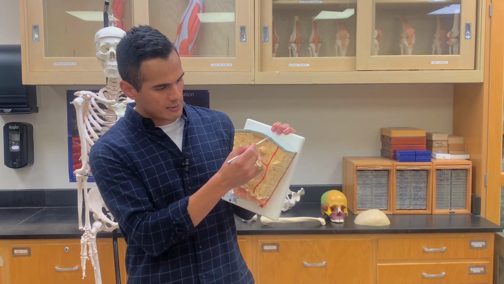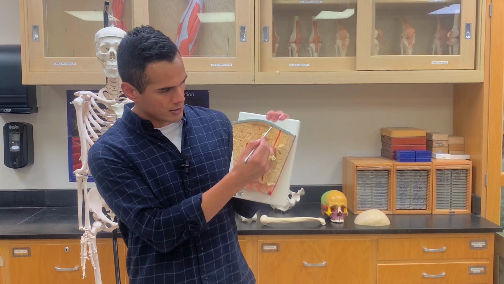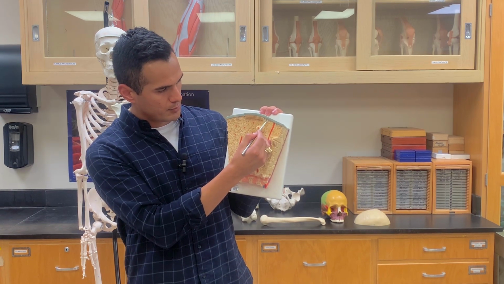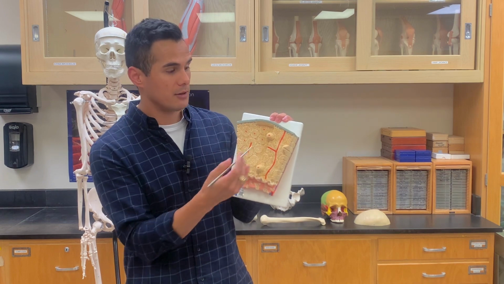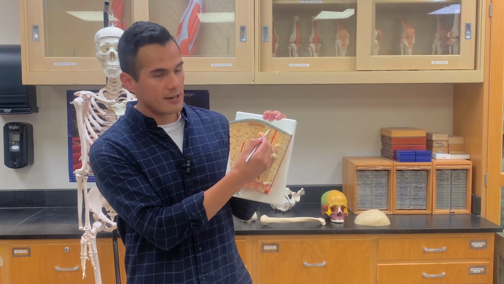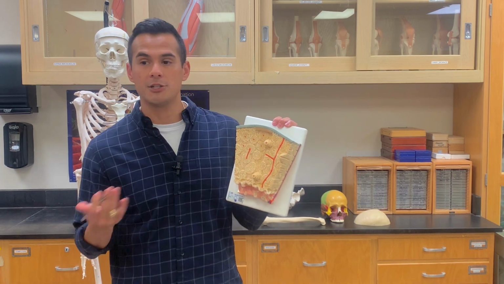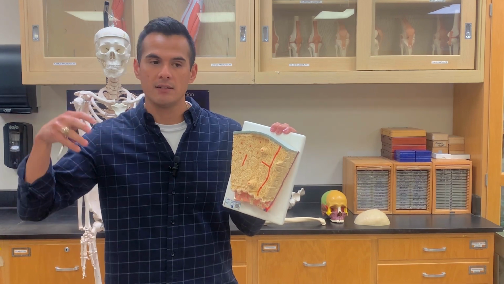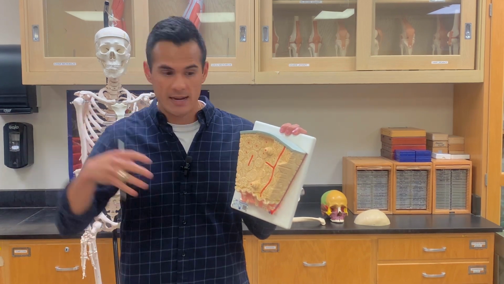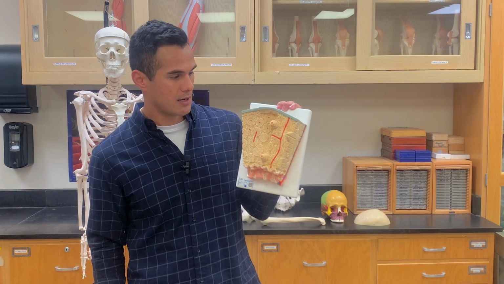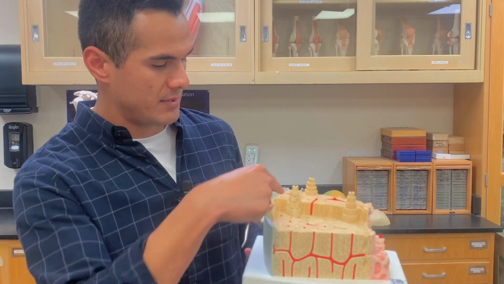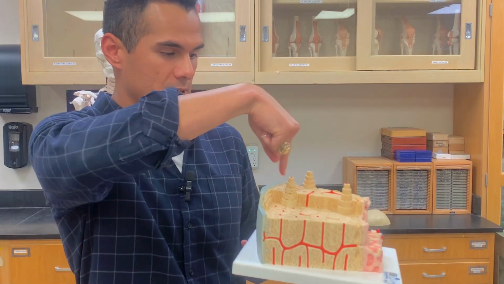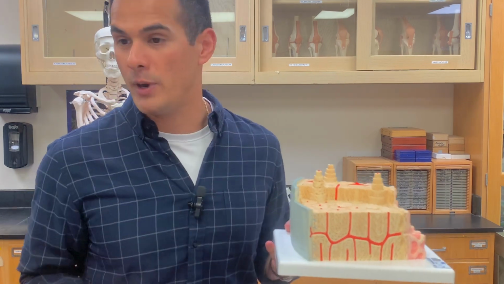So you have dense irregular connective tissue, and then these little blue perforating fibers here, that's what they're called. These perforating fibers, they're composed of collagen. Think of it kind of like spider webs. It's kind of like anchoring it here to the compact bone. The osteon, you can see all of the different layers. It kind of looks like a wedding cake.